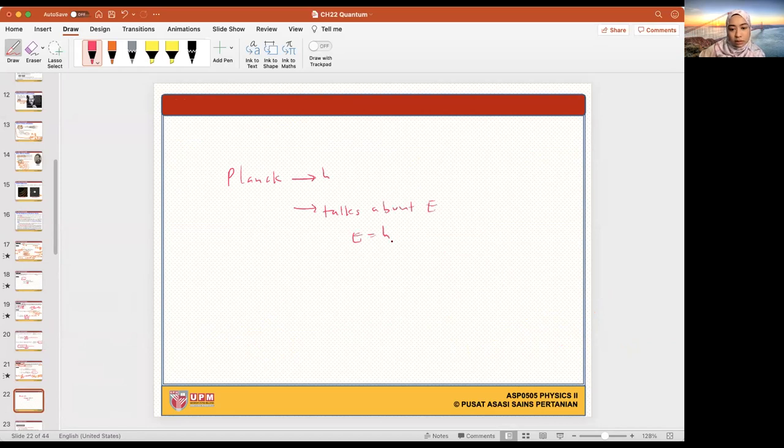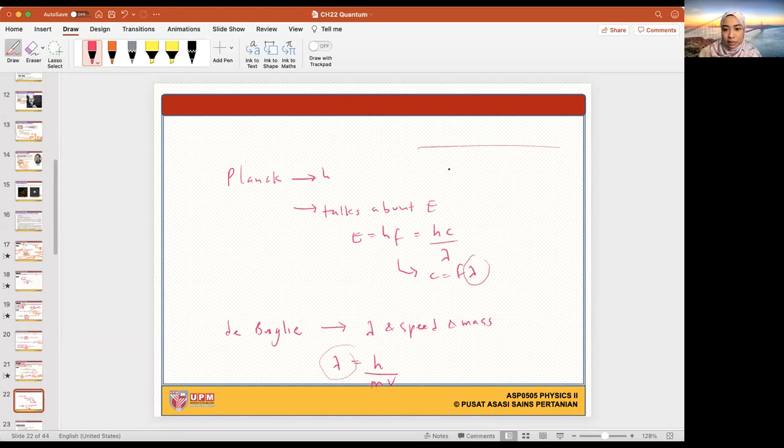So E equals to HF and HC over lambda, and from this equation we also have C equals to F lambda, and then de Broglie talks about wavelength in relation with speed, wavelength and speed and mass. Semula. Lepas tu H, the equation is lambda equals to H over mv. Okay, and then if you have some wavelength, you should be able to use the electromagnetic spectrum and determine whether it's radio, it's visible. You don't have to memorize, you just have to know how to use it. Okay, visible and so on. Okay, and then kena tahu pasal prefix, tera, mega, giga, pico, nano, all those stuff.